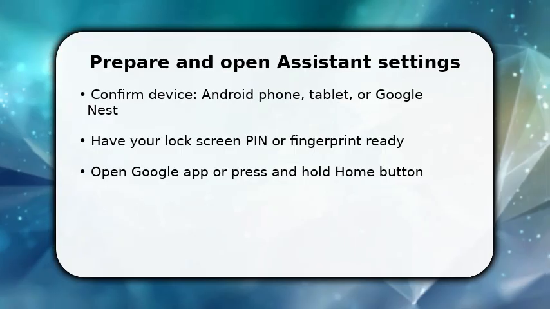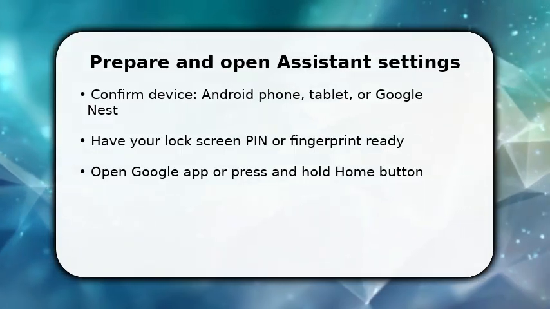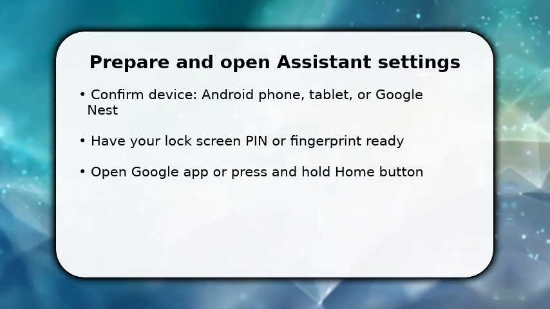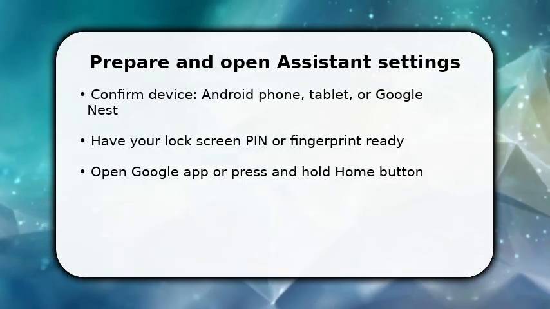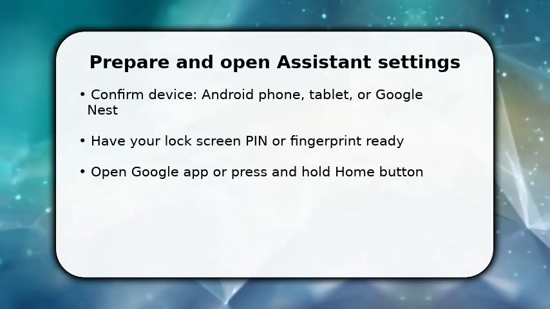You start by confirming the device type and unlocking it. This prevents later interruptions. Open the Google app or long press home to summon Assistant. Once visible, tap your profile icon to access settings. You do this because Assistant settings live inside your account controls, not general phone settings.